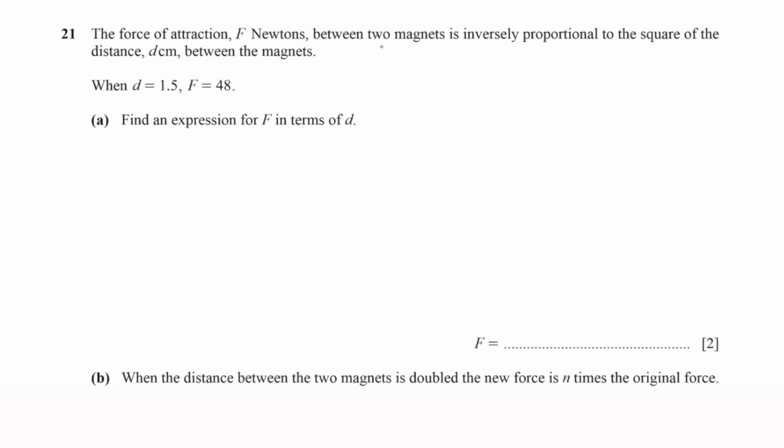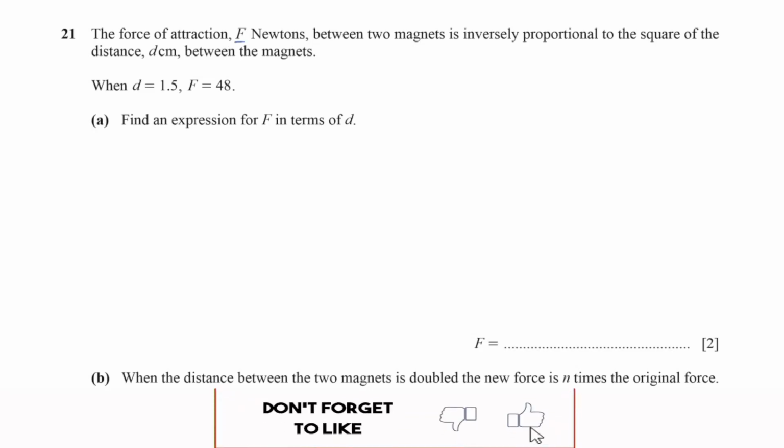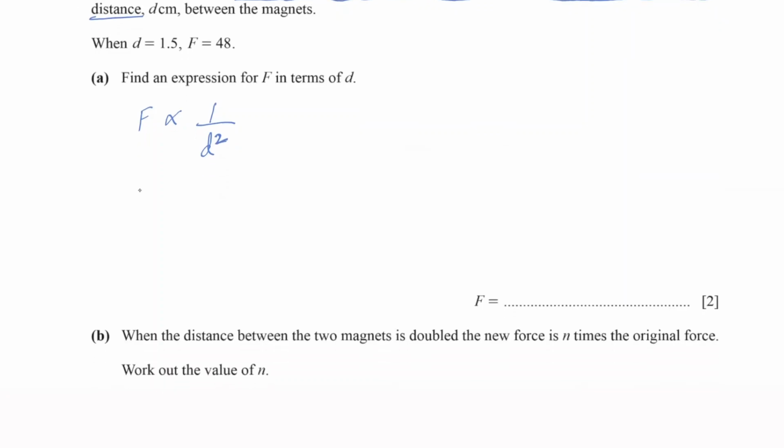The first thing that they are saying is F, that is the force between two magnets, is inversely proportional to the square of the distance. Let's write that expression first. Force is inversely proportional to d square, the square of the distance. If I remove this proportionality symbol and put equals to, what do I have to place instead? K, a constant, and 1 by d square, correct?